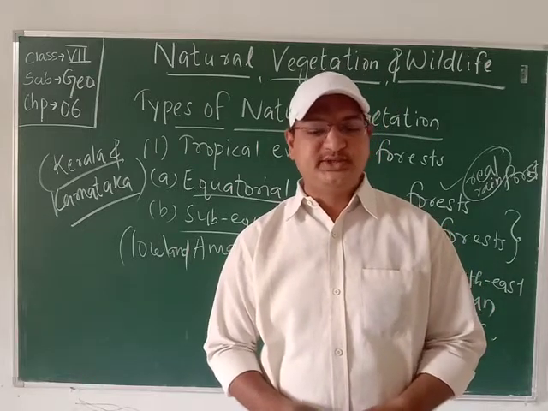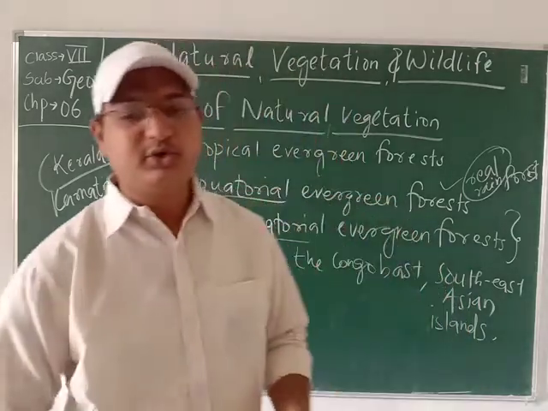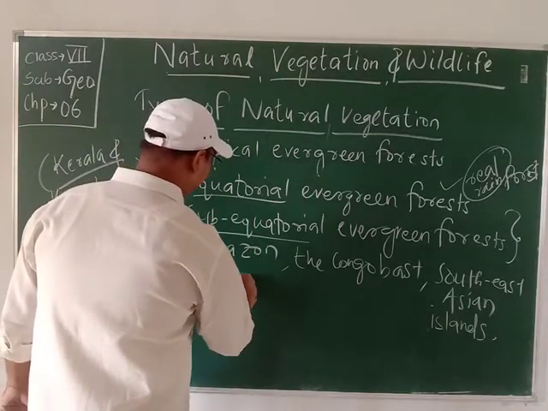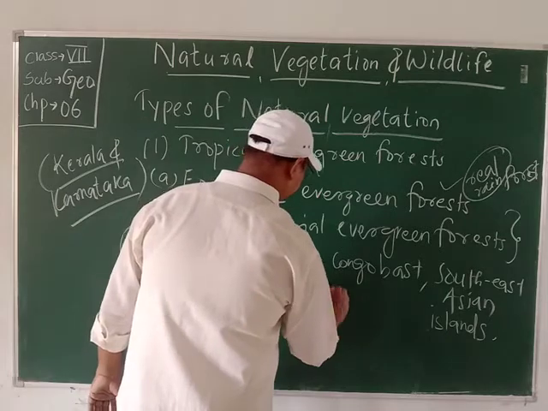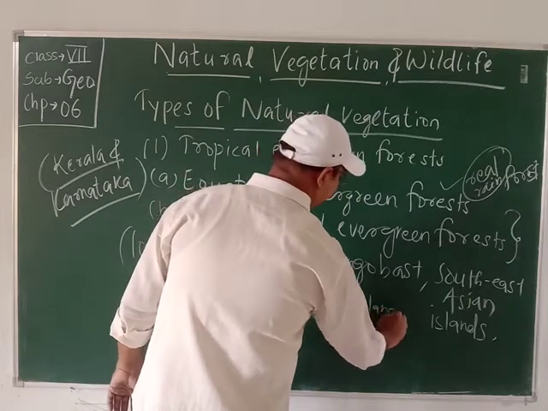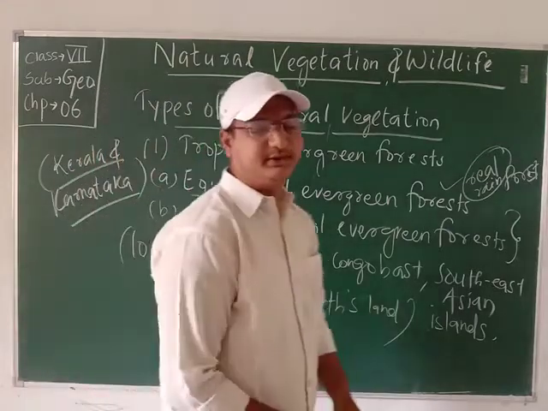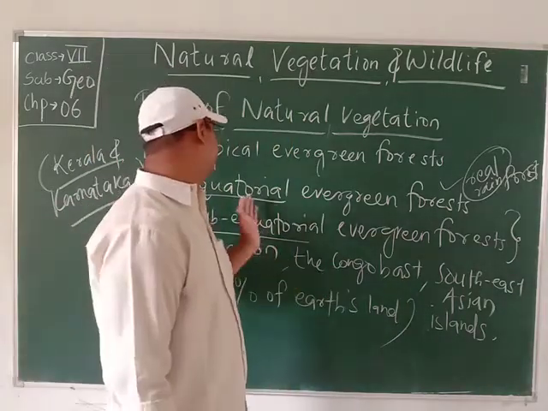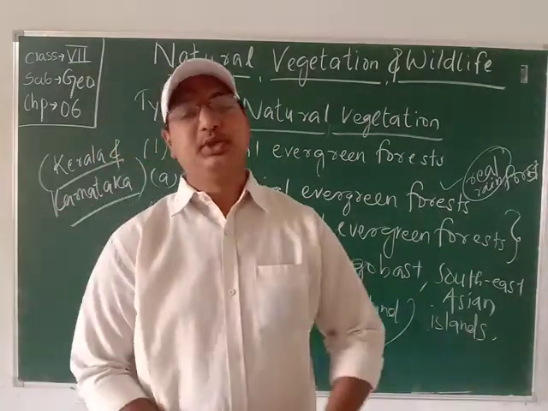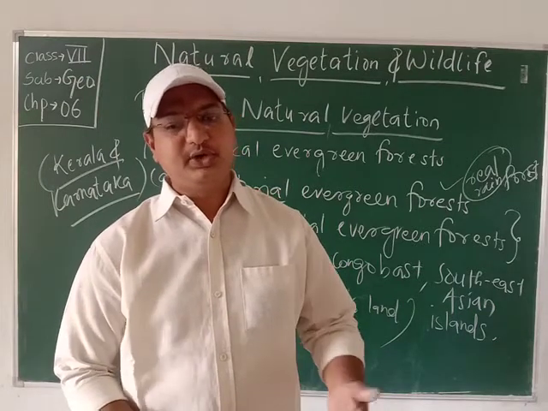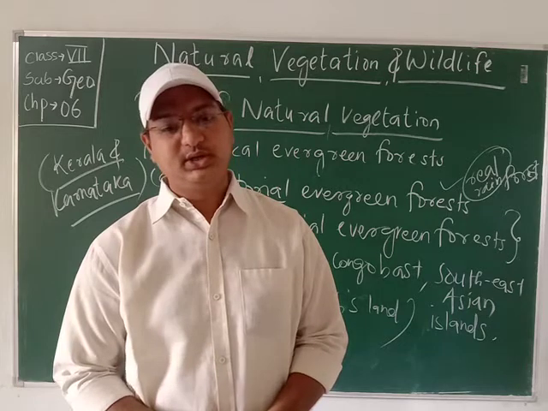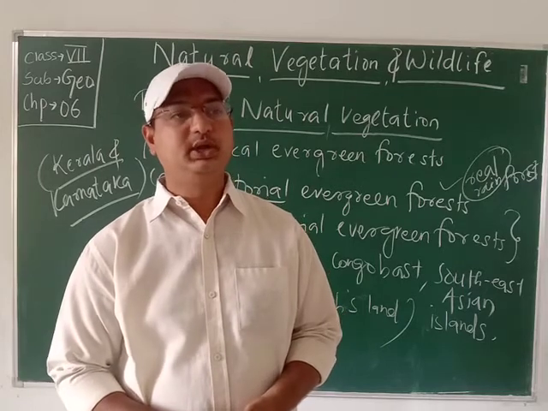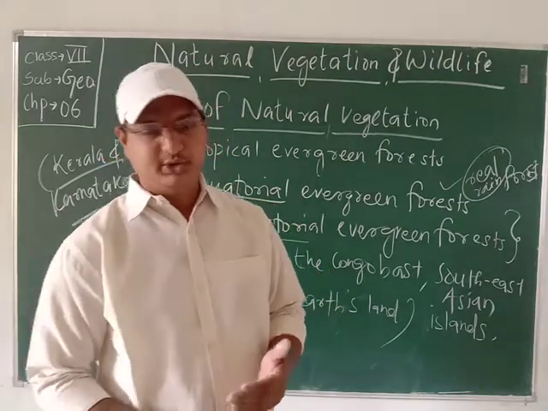They occupy about 7% of the Earth's land surface and harbor more than half of the world's plants and animals. Then students, they are found mainly near the equator. Therefore, it is known as the equatorial evergreen forest. These forests are dense and multi-layered, very dense forest. Therefore, students, it is said that due to more rainfall, the vegetation grows in large quantity.